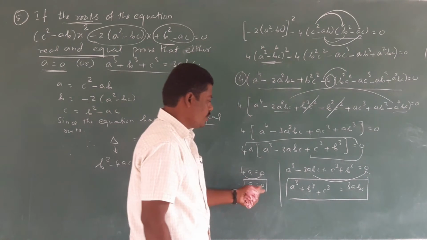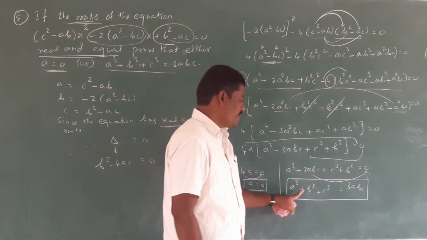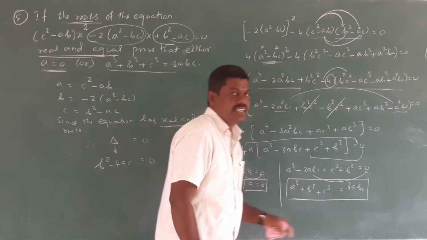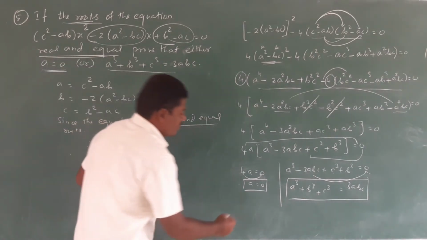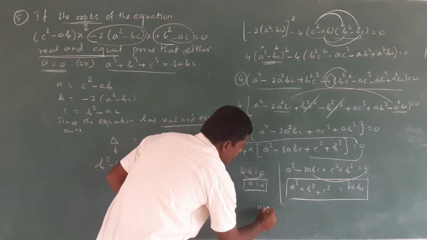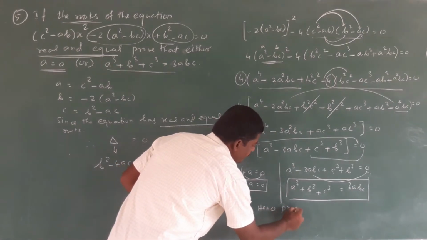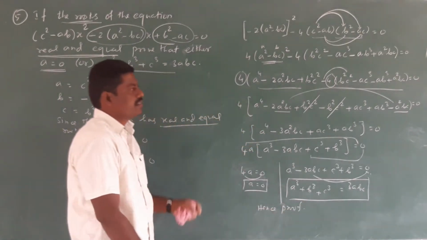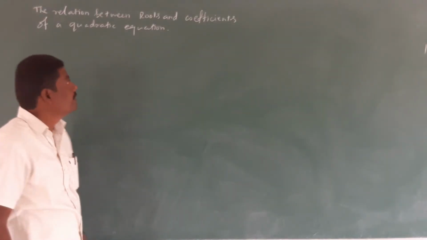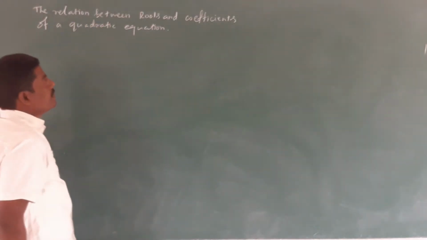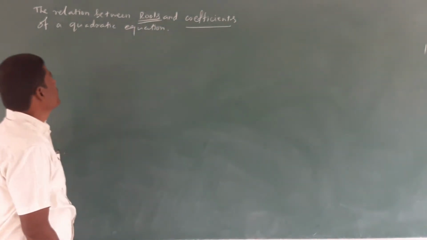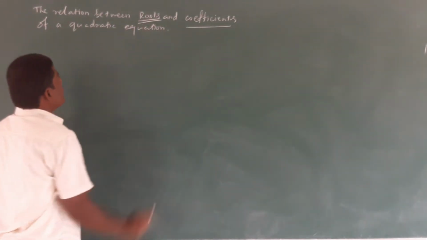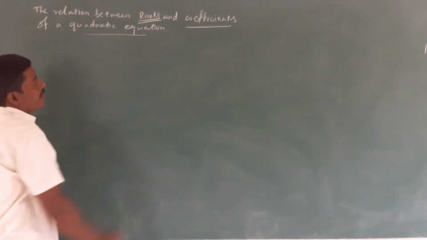So a equal to 0 or a cube plus b cube plus c cube is equal to 3abc. Understand? We got this proof. So finally we want to write it's the proof. Next, the relation between roots and coefficients of a quadratic equation.